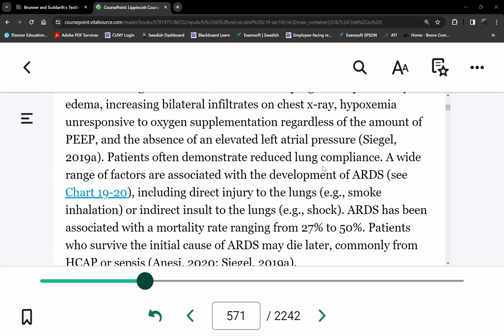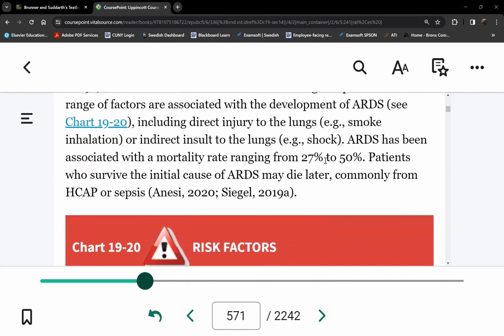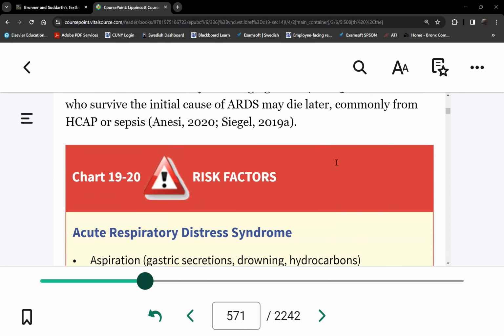As a result, if the lungs are wet, are they compliant? Are they going to stretch and recoil? No, they can't if they're wet. They're supposed to be dry in order to do that. That is ARDS. What are the risk factors?